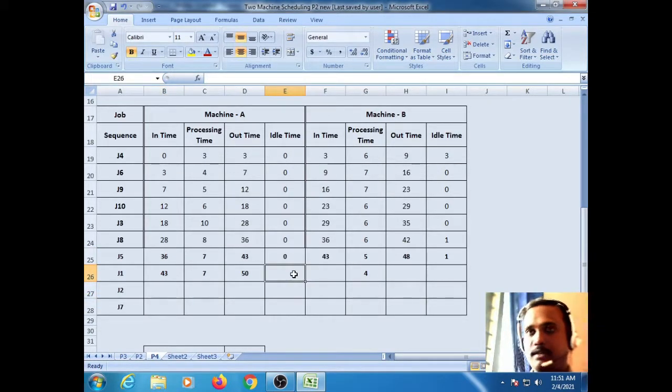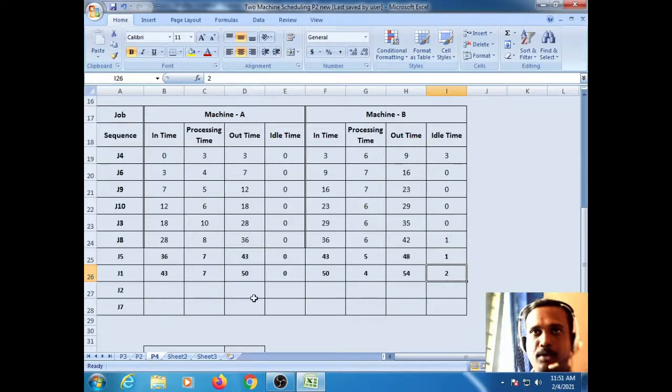So 43, here 0 is the idle time for machine A, and here we have to take 48 and 50. 50 is the max, so we take 50, and between 48 and 50 the gap is 2 hours. At the 48th hour machine B is ready to perform the next job, but at the 50th hour machine B got the work. That means machine B waited for 2 hours.